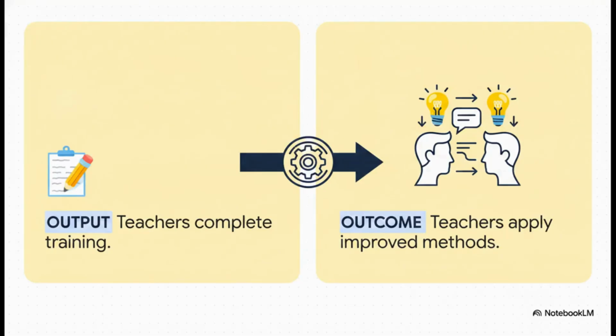I want to pause on this for a second because confusing outputs with outcomes is one of the most common and frankly fatal weaknesses in program design. Always remember, an output is exactly what you deliver. For example, 1,000 teachers completing a training program. An outcome, on the other hand, is how behavior or institutional practice actually changes in response to that output. Let's be real, training completion guarantees absolutely nothing on its own. The real outcome is when those teachers consistently apply improved classroom methods and the students actually participate more actively.